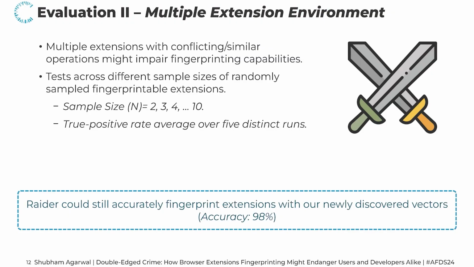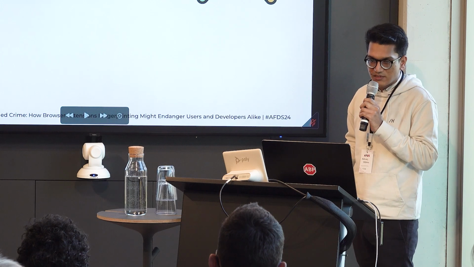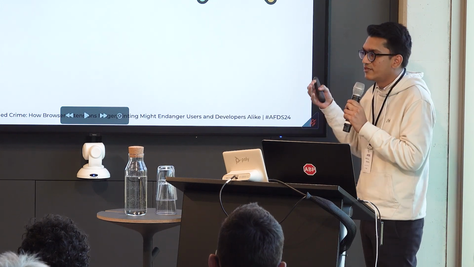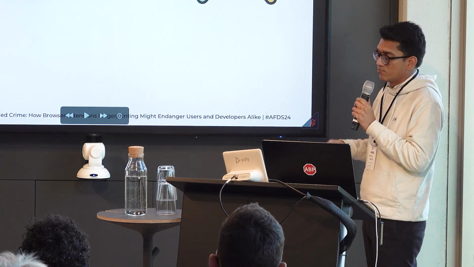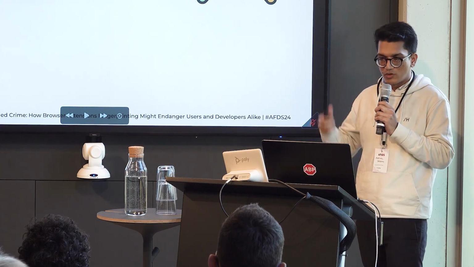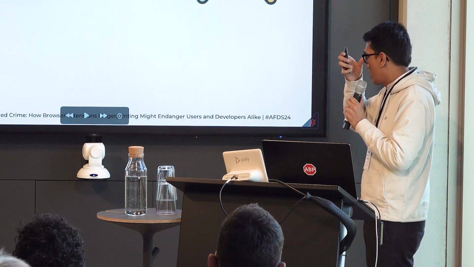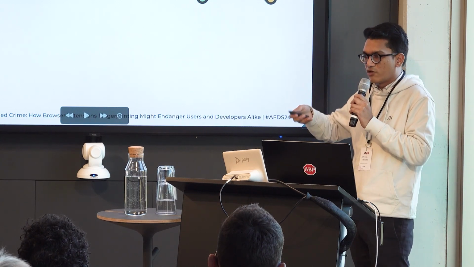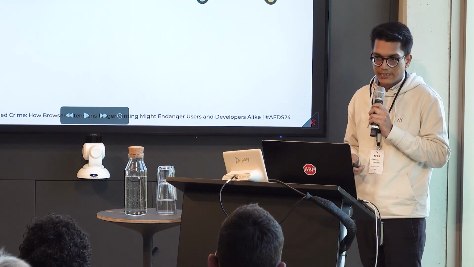Okay, let's talk more realistic. People do not just use one extension when they're browsing the web, and this is what we wanted to understand. People have multiple extensions, and these multiple extensions might interfere with their execution behavior. What we basically did here was load multiple extensions that we randomly sampled from our reported lot from before. We loaded extensions in sets of 2, 3, 4 up to 10 and tried to understand what sort of behavior they expose to the website.